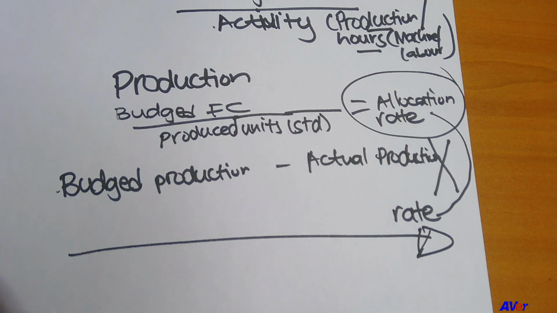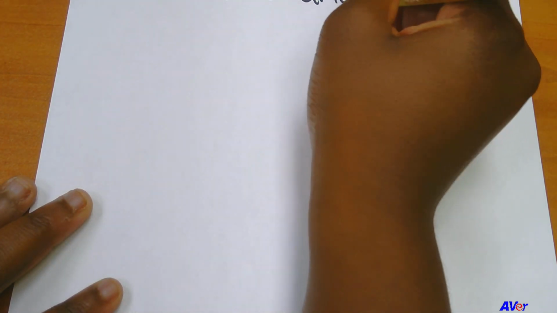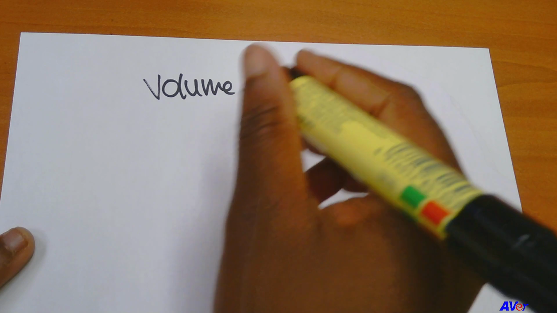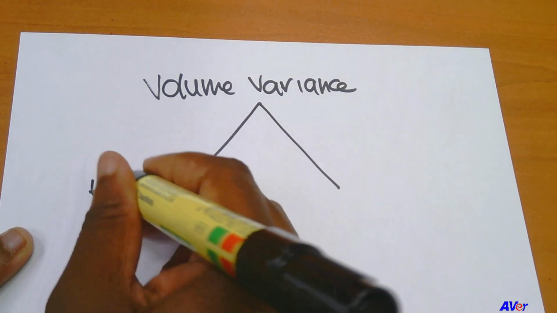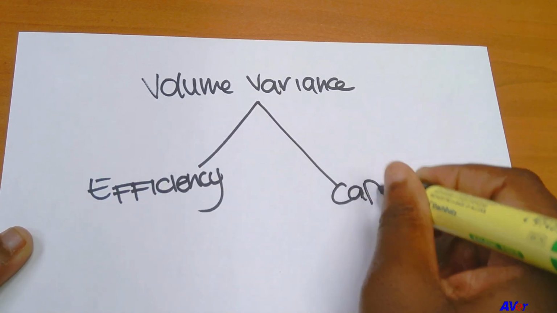However, this is the last part. Remember, I'm still doing the volume variance. Do not get confused. I'm still doing the volume variance under the absorption costing method. Now, if you are told in the question that the fixed overheads are driven by machine hours or by labor hours, that means our volume variance can then be split into an efficiency and a capacity variance.